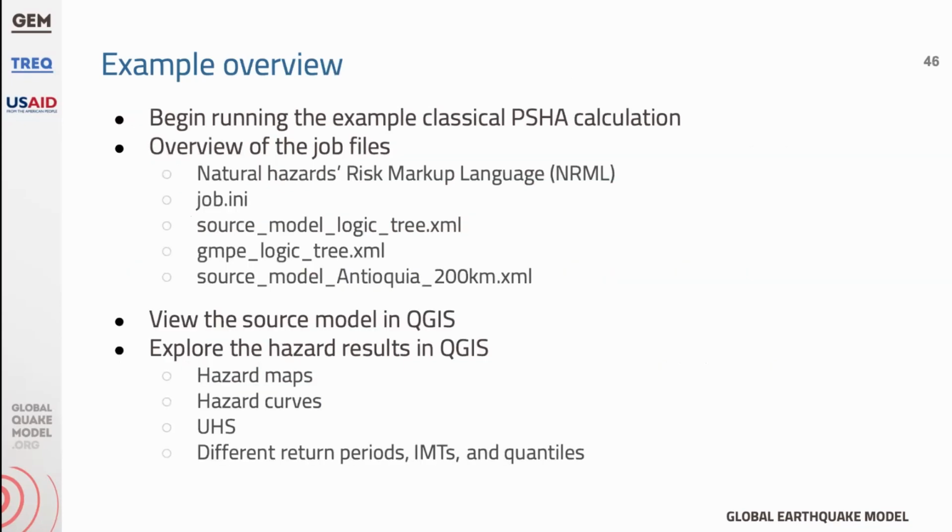So just to give you an overview of the example, we're going to start out by running the engine, running through the PSHA example. The reason for doing this is it will take a little bit more time on different computers, and we want to make sure by the time we get to the part to review the results that everybody's job has completed running. And then while we're doing that, we'll go through an overview of the job files. And then we'll view the source model in QGIS and explore the hazard results there as well.